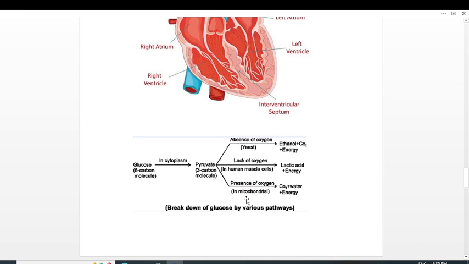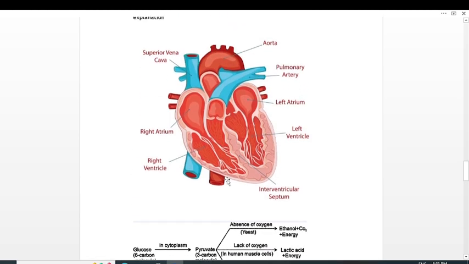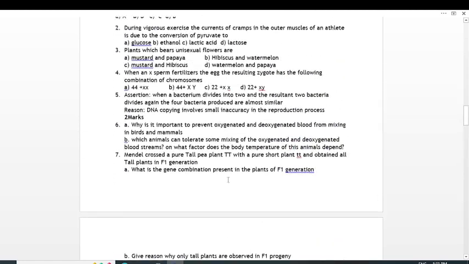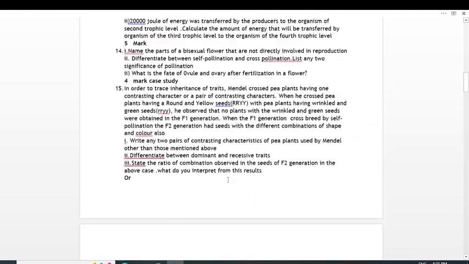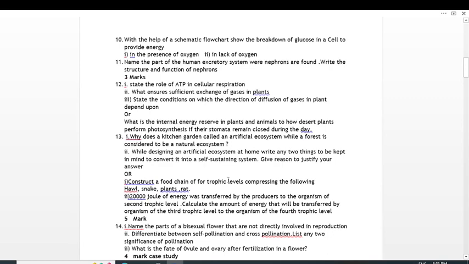In the presence of oxygen, it happens inside the mitochondria, and first glucose is changing into pyruvate, that happens inside the cytoplasm, okay, and then the pyruvate is converted into carbon dioxide, water and energy in mitochondria in the presence of oxygen. If it is in the lack of oxygen, where does it happen? It occurs in the human muscle cells, and the product will be lactic acid and energy. So you should remember that pic and that flow chart, and you have to write the answers.